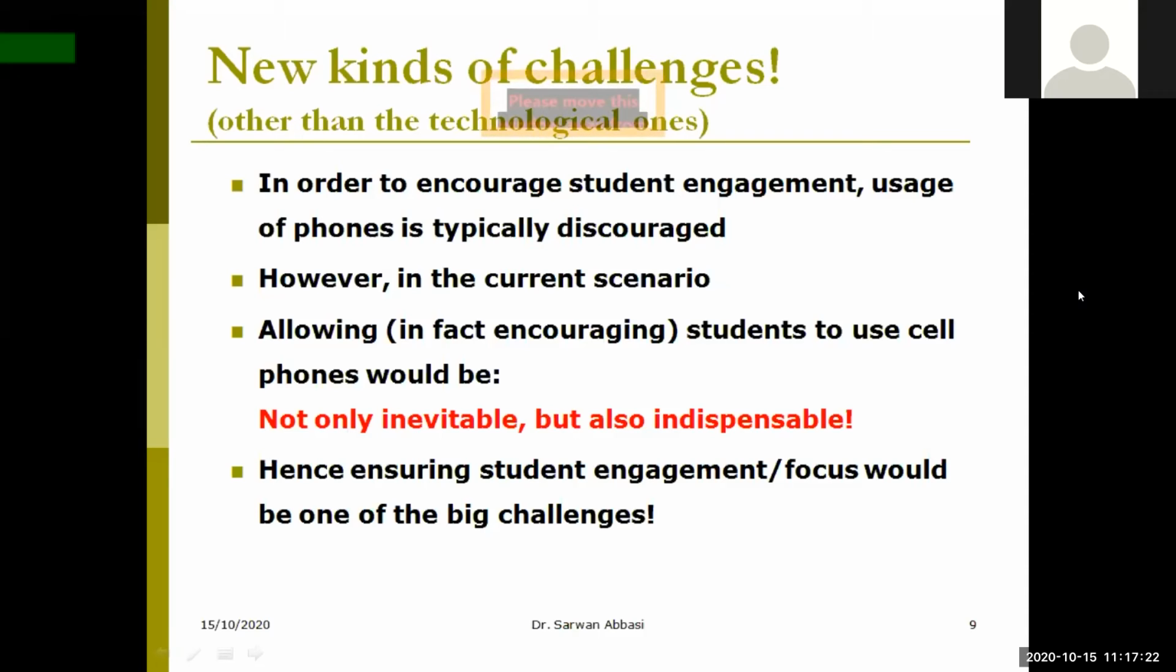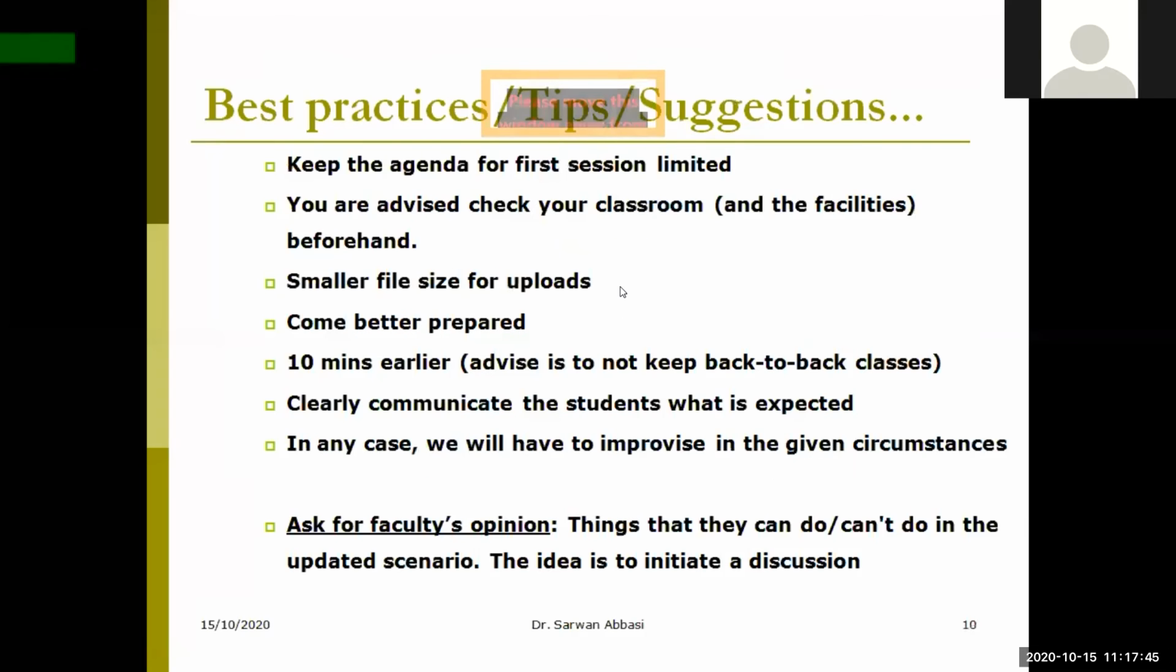So allowing them to use cell phones while at the same time maintaining what we used to have before, which was eye contact, and here we would lose eye contact. And so how to continue to have them engaged? So that would be one big challenge. I don't have any good answers as to how to get over those. So let me see if I can change my slide, or I'm still okay.